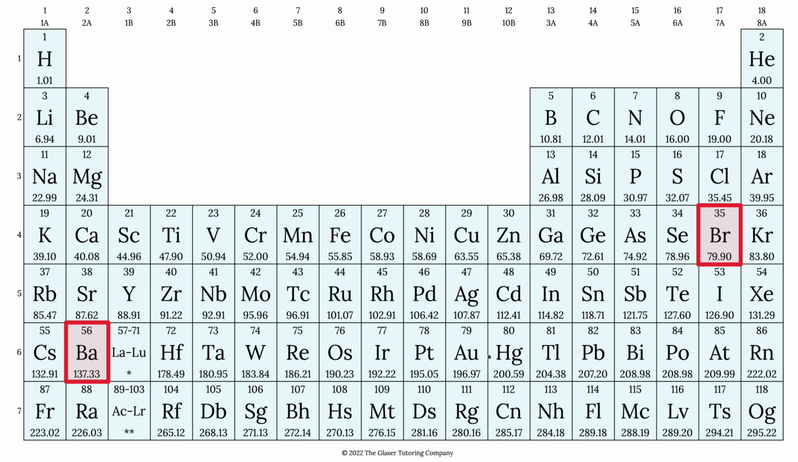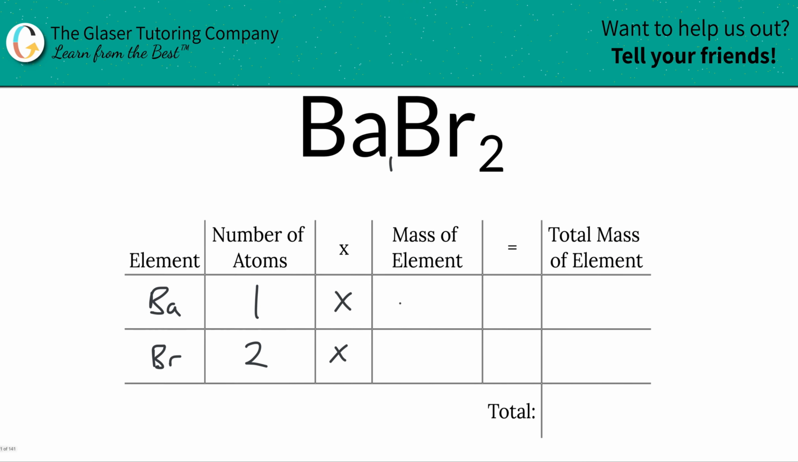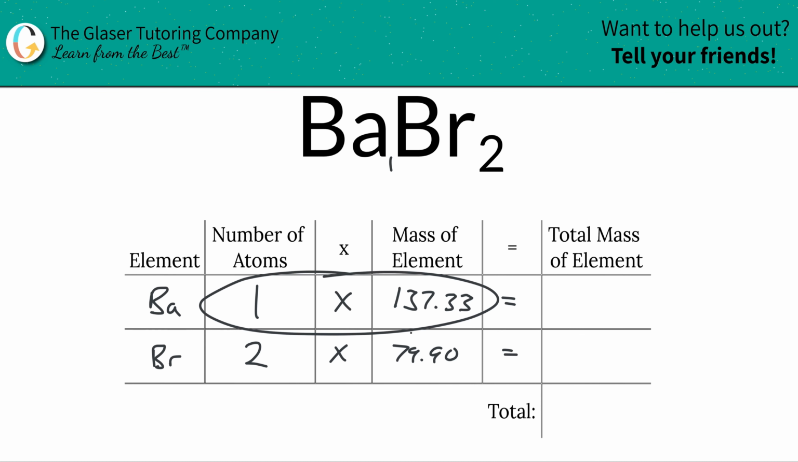All right, so let's write those values down. For barium, we have a value of about 137.33. And then for bromine, we have a value of about 79.90. Then what we're going to do is simply take those values and multiply them.